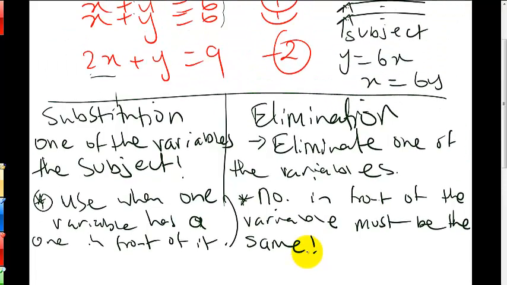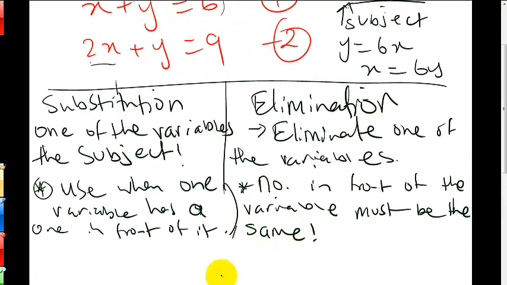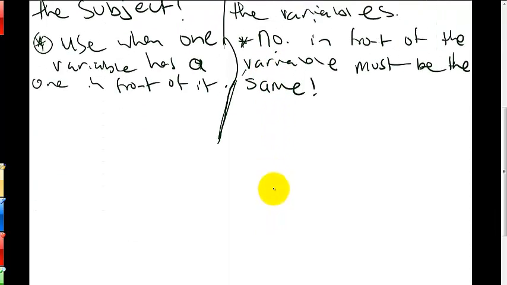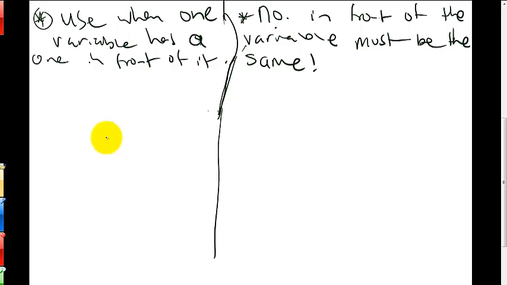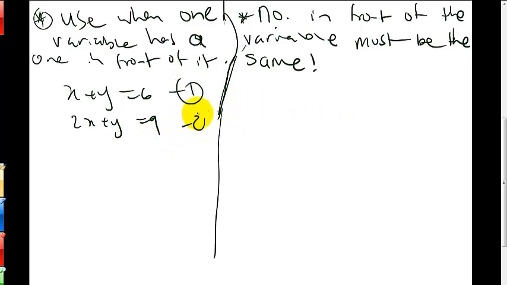So let's do this question now. We've got x plus y equals 6, and 2x plus y equals 9. So I'll rewrite it up here: x plus y is equal to 6, and 2x plus y is equal to 9. We're going to do it via both methods to show you. So substitution says make one of them the subject.